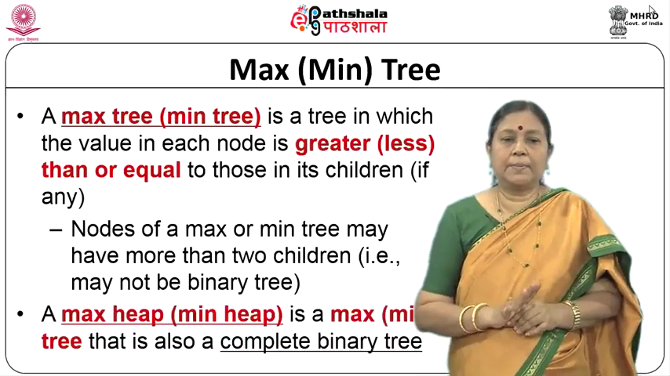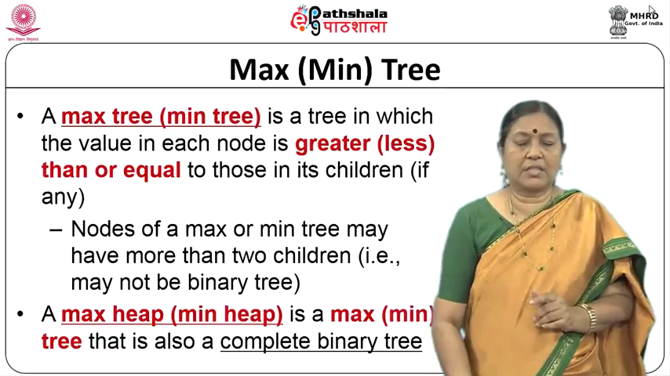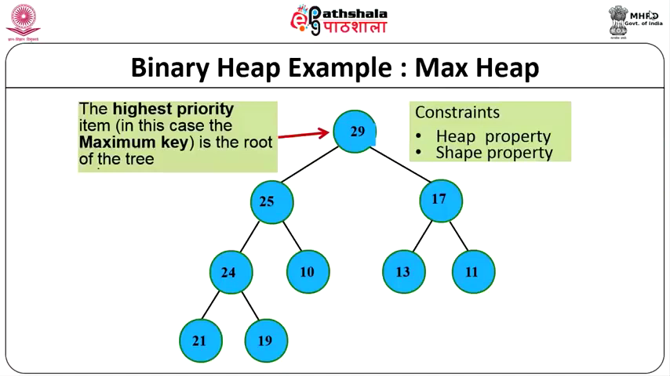A max heap is a max tree that is also a complete binary tree. We will go to the discussion of complete binary tree later. Now, let us take the example here. The highest priority item, in this case the maximum key, we are taking an example of maximum, is the root of the tree, and you can see that it satisfies the constraints. I am not explaining, we have seen the same diagram before. So, this satisfies the heap property as well as the shape property. So, it is satisfying both.